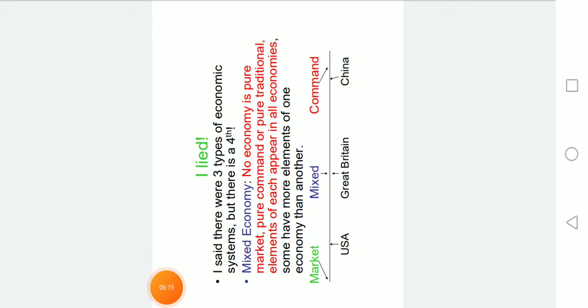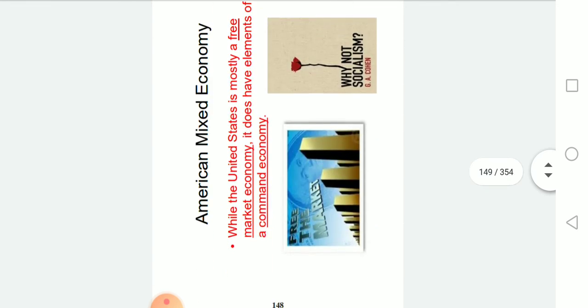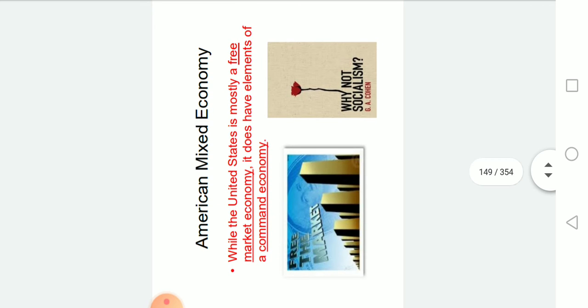So let's have this one. If I say the USA, I have free market. If I say Great Britain, I have mixed market. And for China, I have the command one. The American mixed economy: while the United States is mostly a free market economy, it does have elements of a command economy.